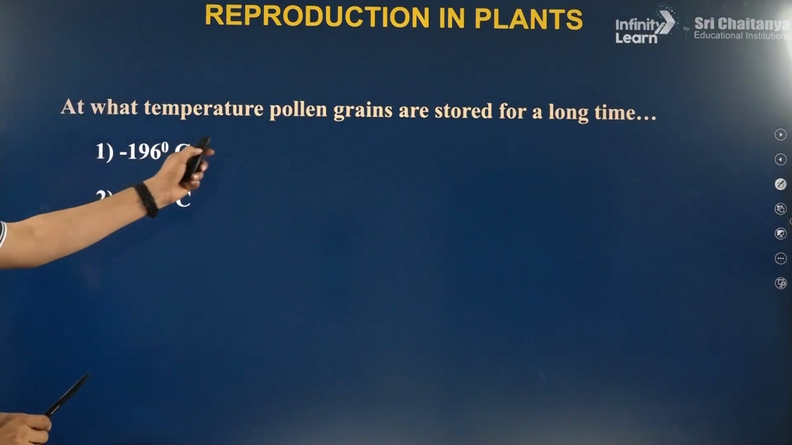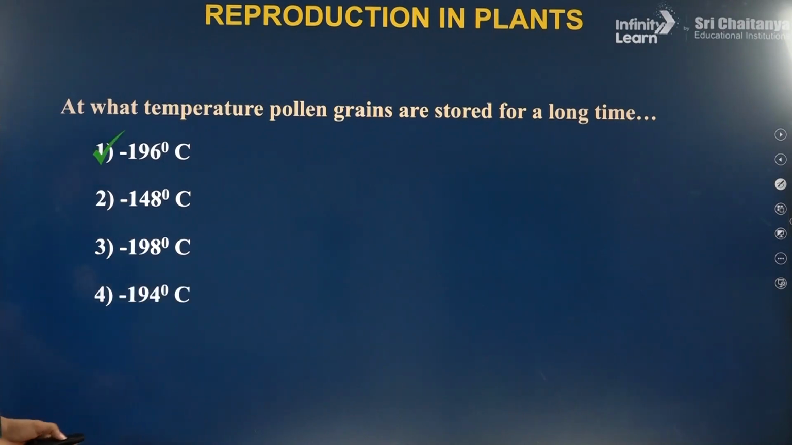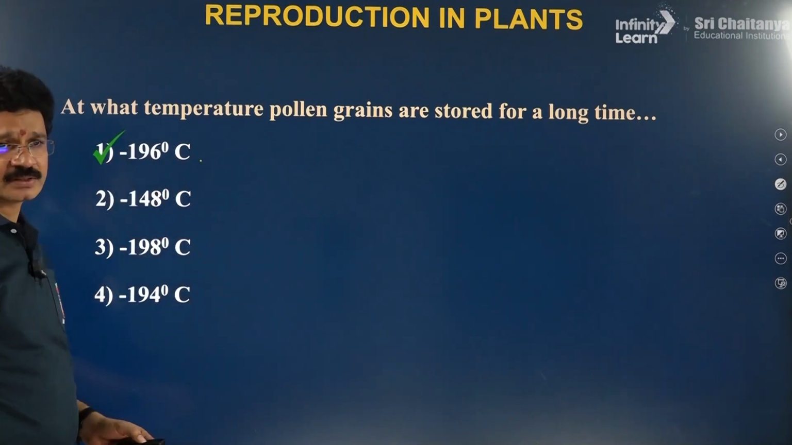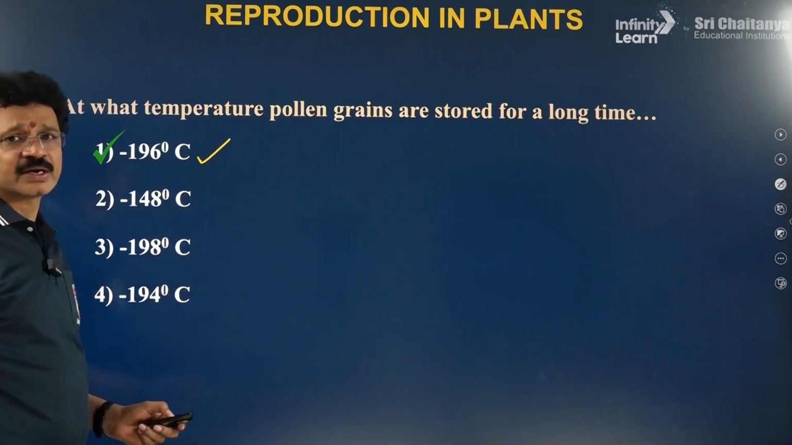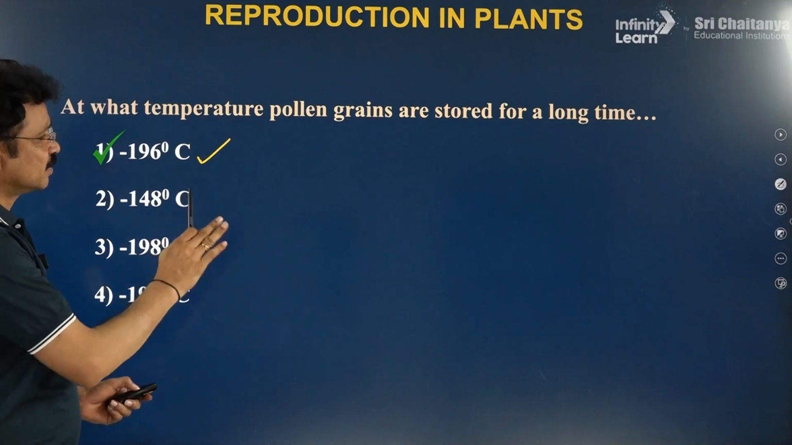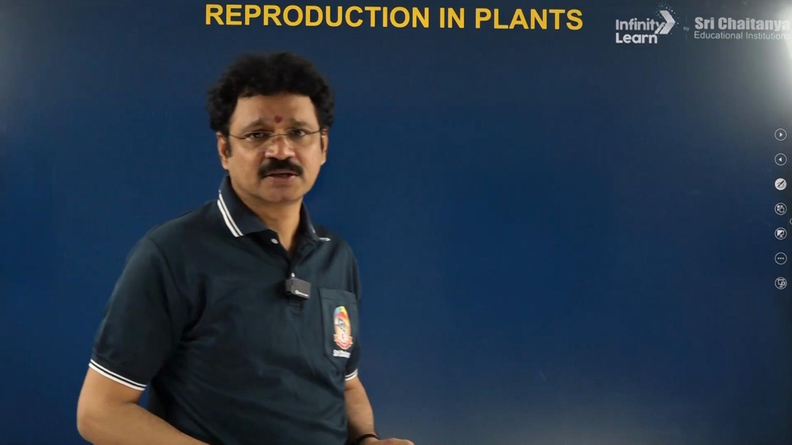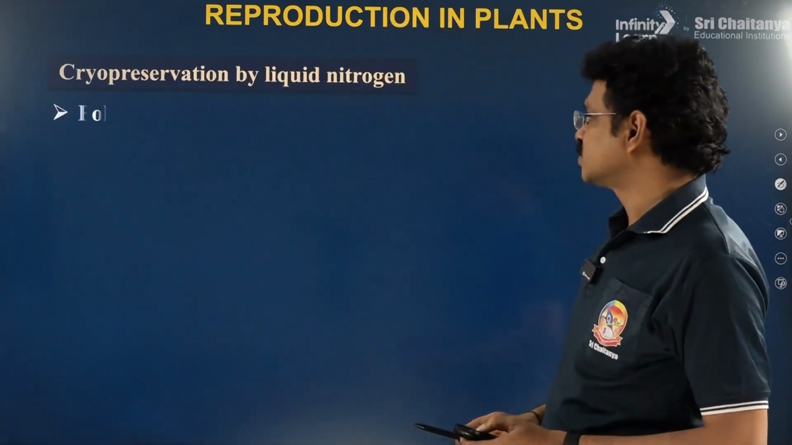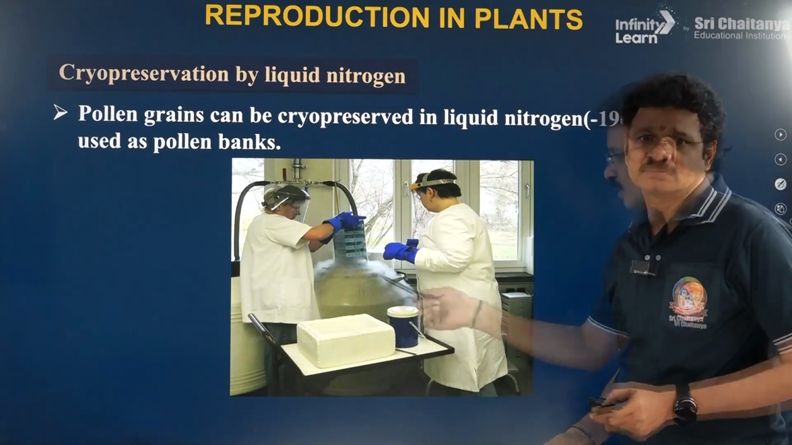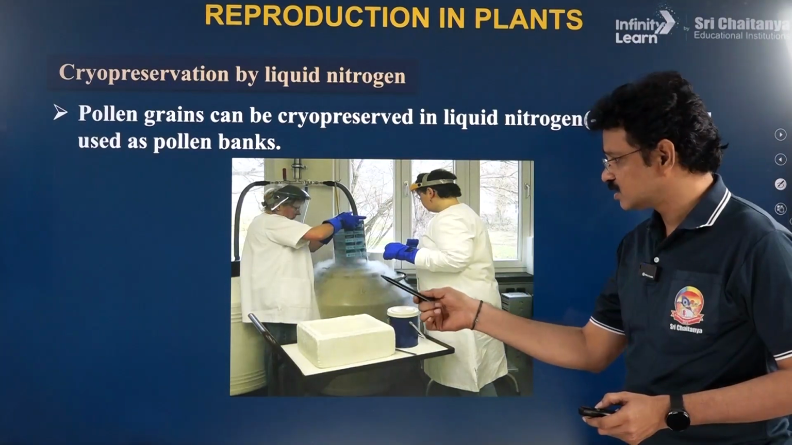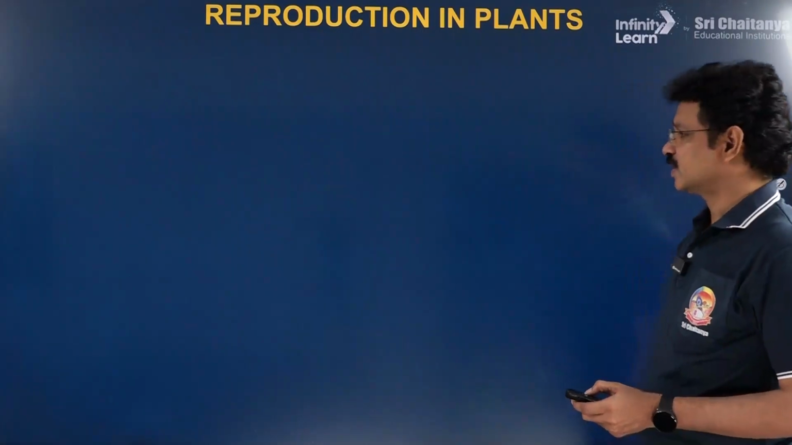At what temperature are pollen grains stored for a long time in the laboratory? Minus 190 degrees centigrade. That much temperature is provided through liquid nitrogen. This kind of preservation of pollen in liquid nitrogen is also called cryopreservation, to maintain pollen banks. It is the cryopreservation lab. In this large tank or chamber, liquid nitrogen is stored for the preservation of pollen grains.